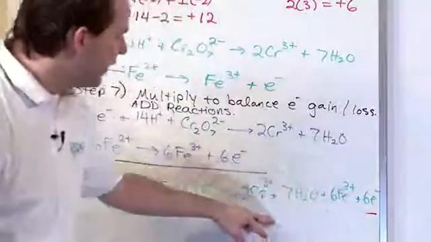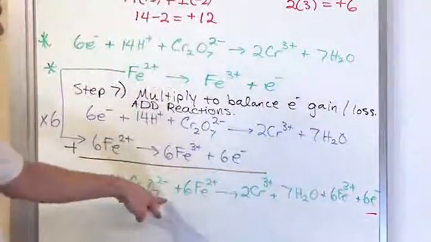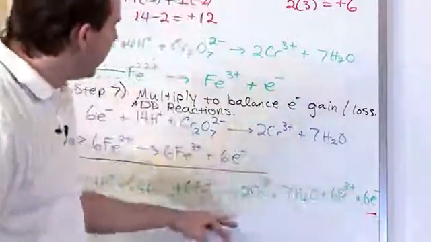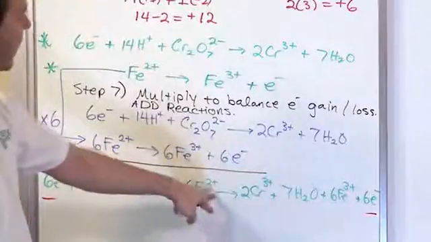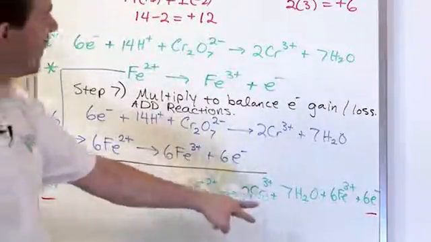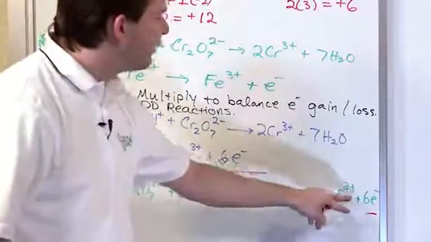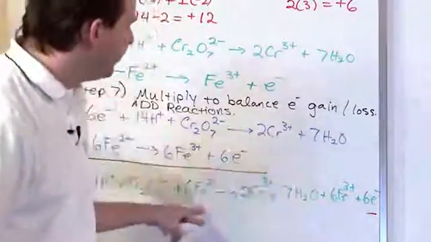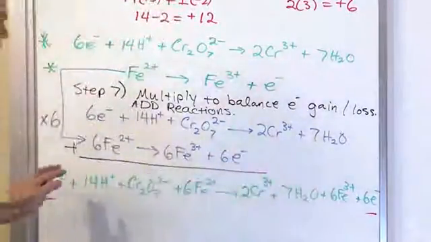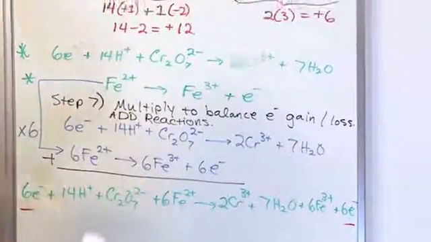I don't have any hydrogen ions over here. I have one of these dichromate ions, but I don't have any of those over there, so I can't cancel those. I have 6 iron ions with a charge of +2. I do have 6 iron ions, but this is a charge of +3, so these are different ions, so these are not the same. So the only thing in this particular problem that you can cancel is the 6 electrons.